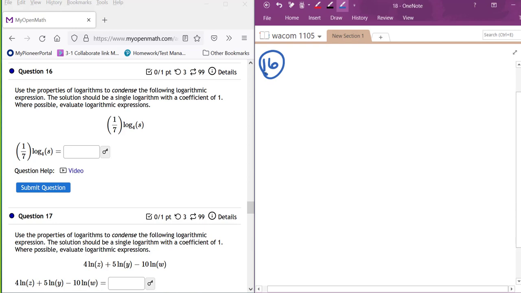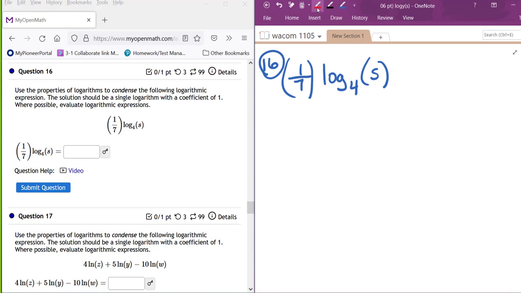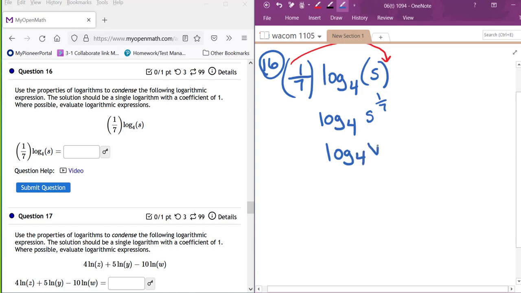If you have things to condense, if you have several terms, you always put the exponent back on first. This one only has one, but you deal with the exponent first. So this number out in front will be the exponent, and I think they want you to put it back as a radical if it's a fractional exponent. So we have log base 4 of s to the 1/7, which they would like us to write as a radical, which is the 7th root of s.